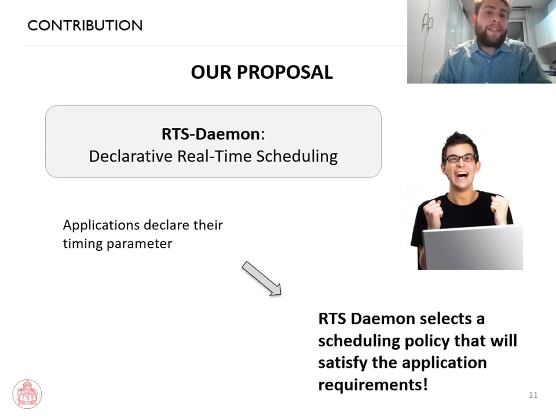Our proposal is the real-time system daemon, a declarative real-time scheduling approach, where applications can simply declare a set of timing characteristics and scheduling requirements, such as the runtime or the periodicity, or also the request of a specific kernel plugin, and then they do not have to worry about the techniques that will be used to match the attributes.